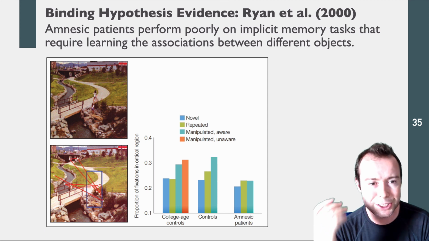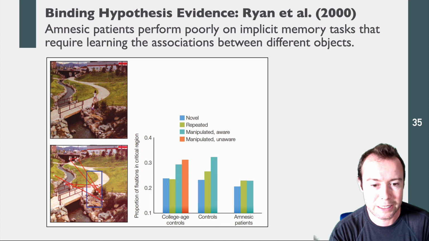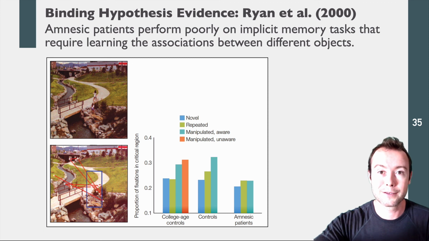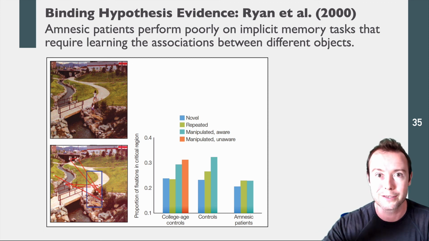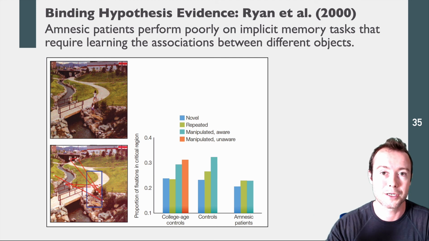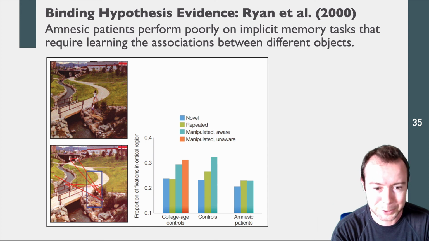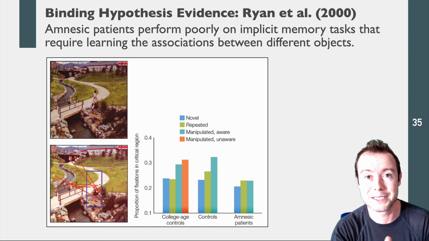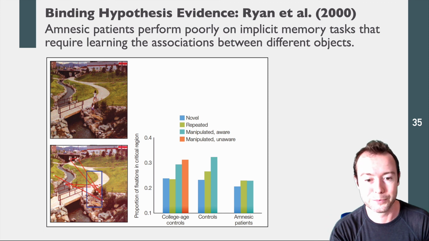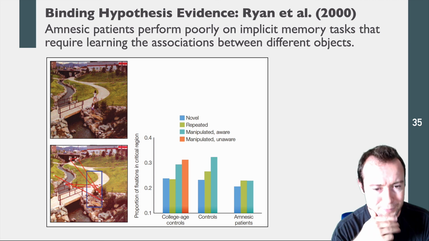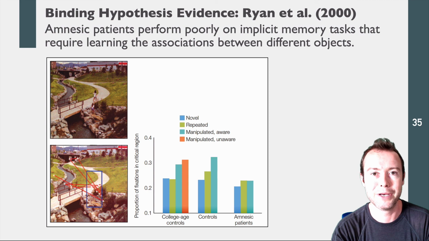So it suggests that this requires implicit memory. You don't need explicit awareness that this image is manipulated. So it's relying on implicit memory, which, according to the dual system approach, we think amnesic patients would be good at, but it suggests that they're not very good at it. And the argument here is that the reason they're not very good is that this implicit memory relies on our ability to bind together the association between the different objects in the visual scene. And really, that is the impairment in amnesia.